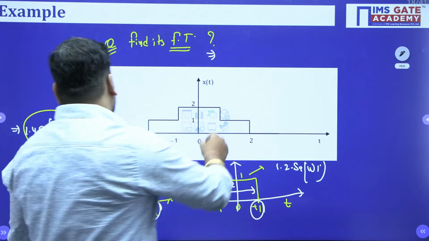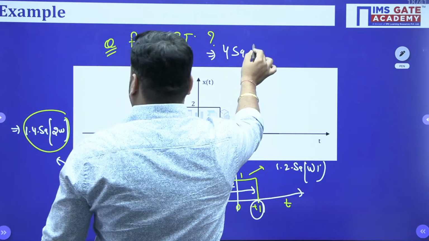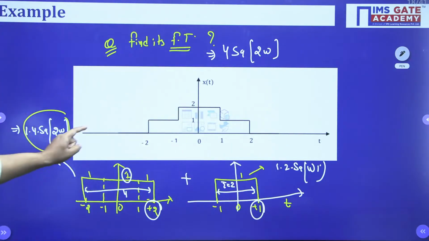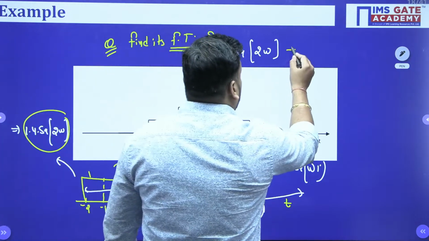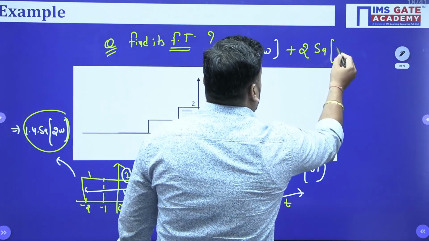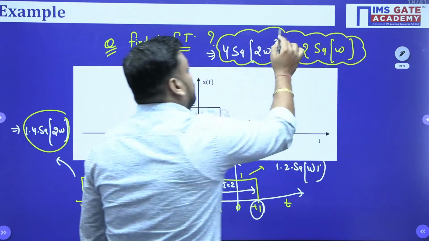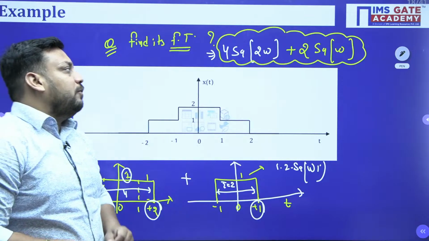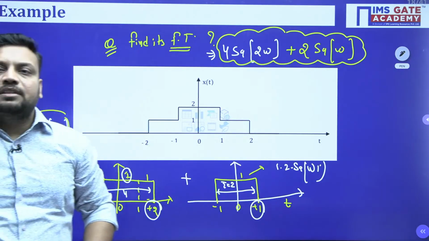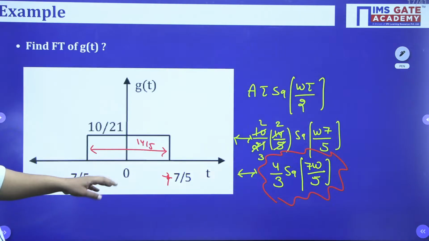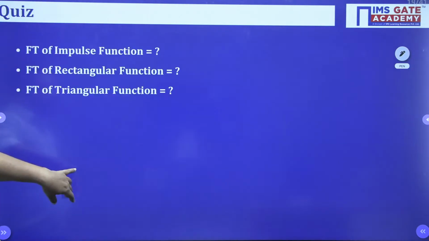So when you add, what will you get? You will get 4 into sampling of 2 omega plus 2 into sampling of omega. All of you guys just let me know, is this crystal clear? 4 sampling of twice omega plus twice sampling of omega, is this crystal clear? He already replied the same: 4 sampling of twice omega plus twice sampling of omega. Very good.